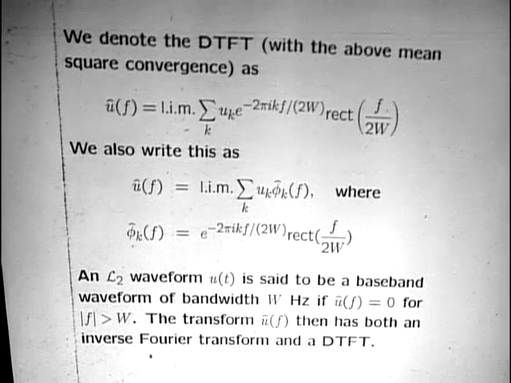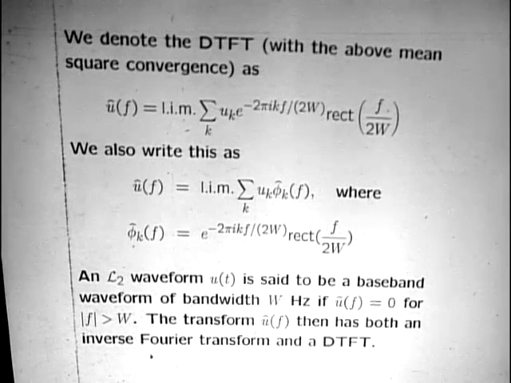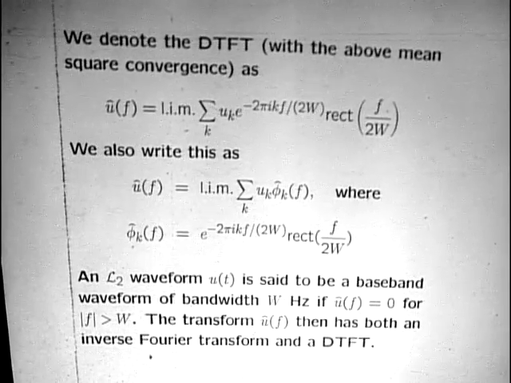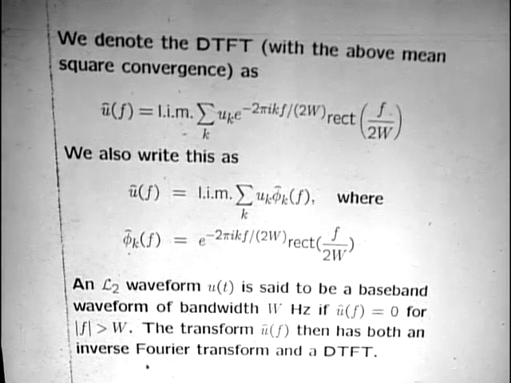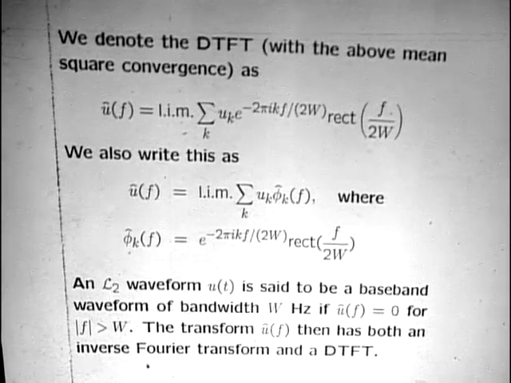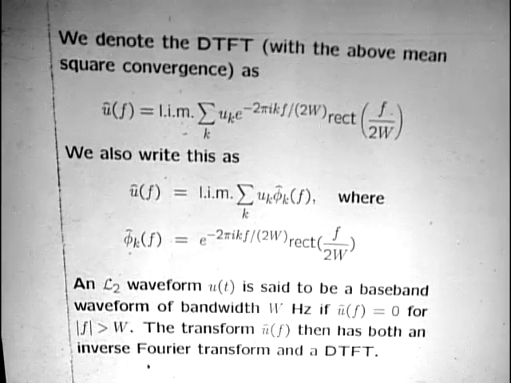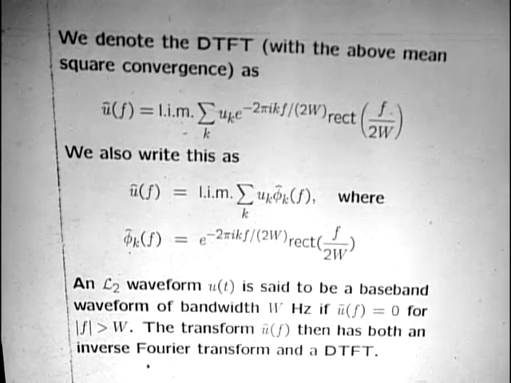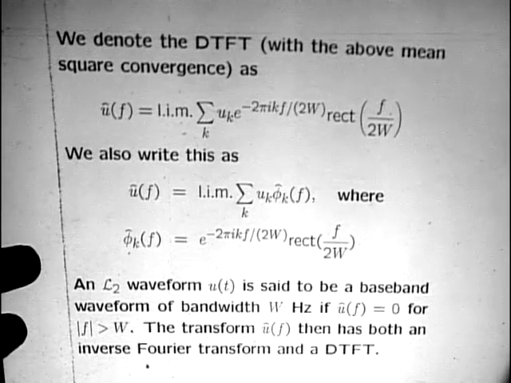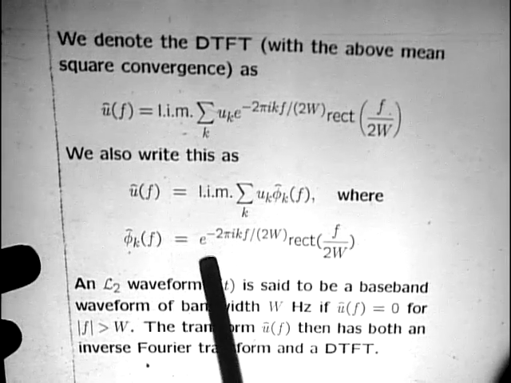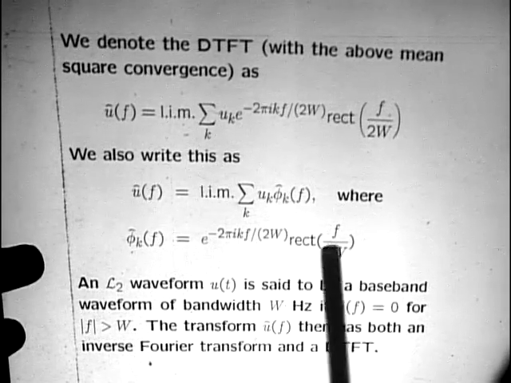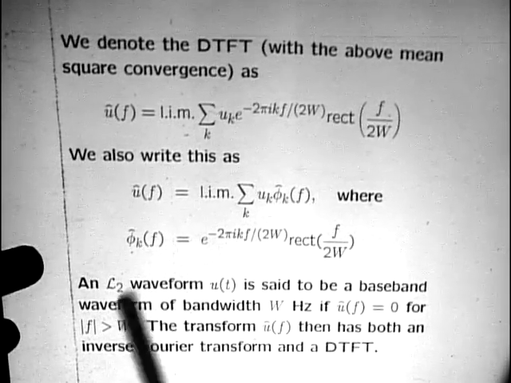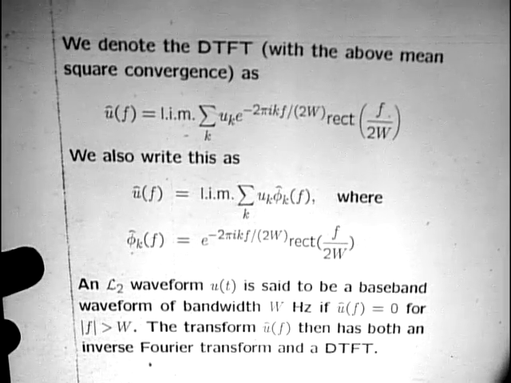These two functions are orthogonal to each other for the same reason that the sinusoids you used in the Fourier series are orthogonal. Namely, you take this function, you multiply it by e to the minus 2 pi i k prime f over 2W times this rectangular function. You integrate from minus W to W, and what do you get?